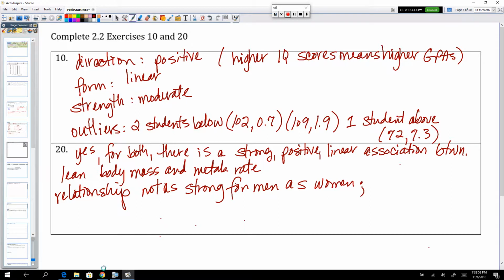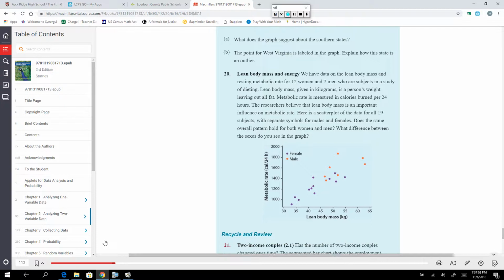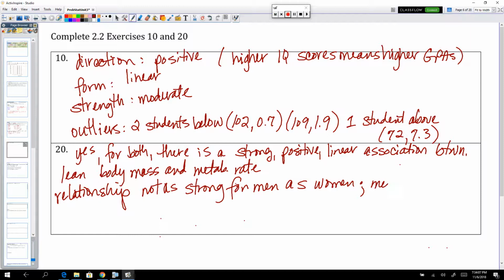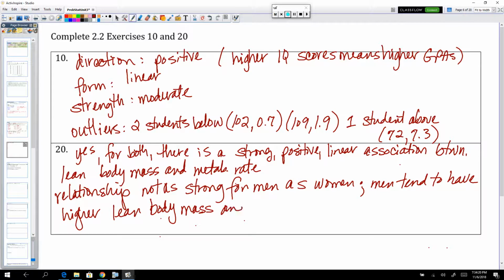You also saw that these orange dots are higher than the purple ones, so we can address that by saying men tend to have higher lean body mass and metabolic rates than women. Okay? So that's the type of question you would answer on a quiz or test. Make sure that you understand how to address direction, form, strength, and outliers, and that you can compare 2 sets of data.